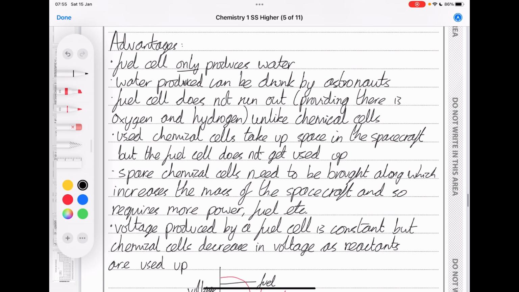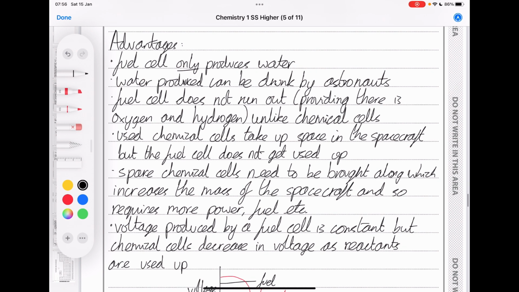Those are the main advantages. And honestly, that's 1, 2, 3, 4, 5, 6 points. You only really needed 2 or 3. If you got the ones about the water being the only product that can then be drunk by the astronauts, that's probably enough for an advantage to get the 6 marks.